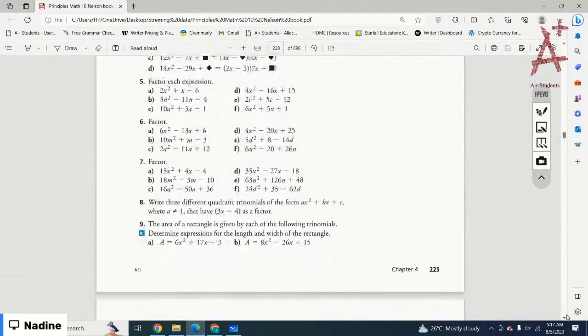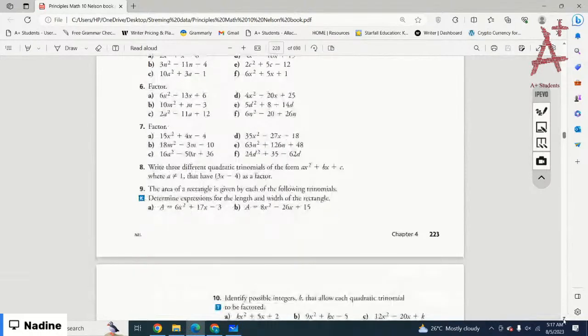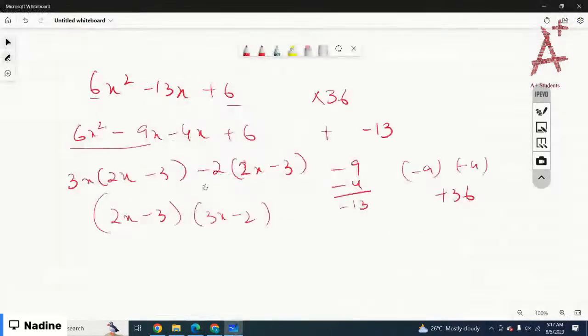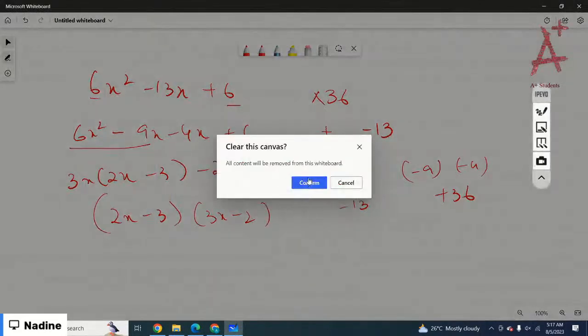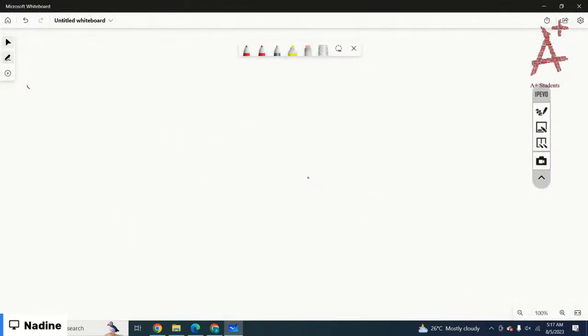Let's start with question number 9. The area of a rectangle is given by each of the following trinomials. Determine expressions for the length and width of the rectangle. Basically, you have to factor the two equations, right, for question number 9. Okay, A equals 6x square plus 17x minus 3.